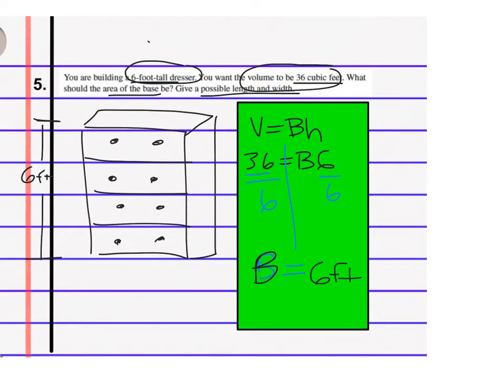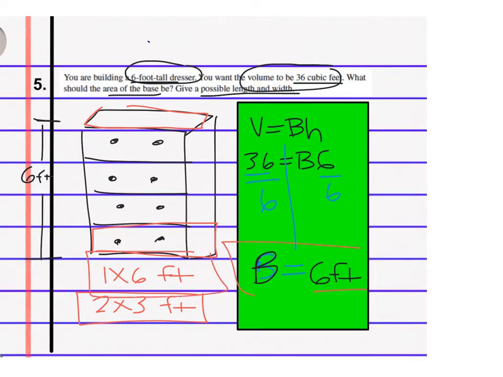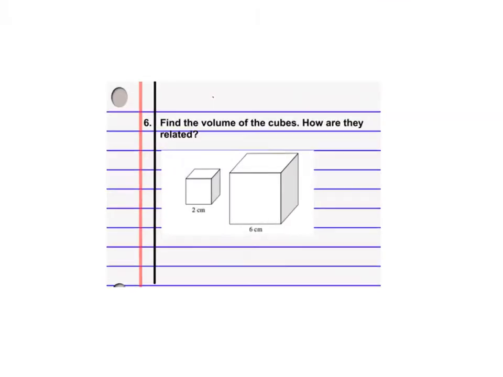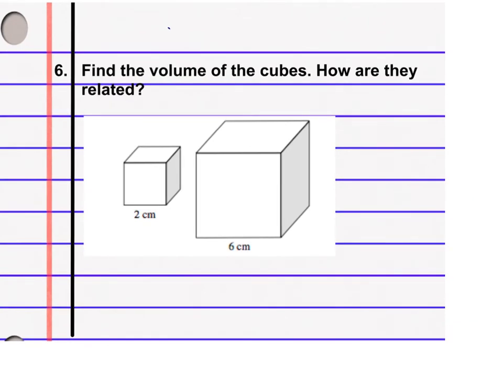What are some possible dimensions that we could do? So here's my base down here, if we want an area of 6. So we could certainly do 1 by 6, or we could do 2 by 3. I guess it depends on the situation. I think 2 by 3 would maybe make more sense, but either one of these would be acceptable.